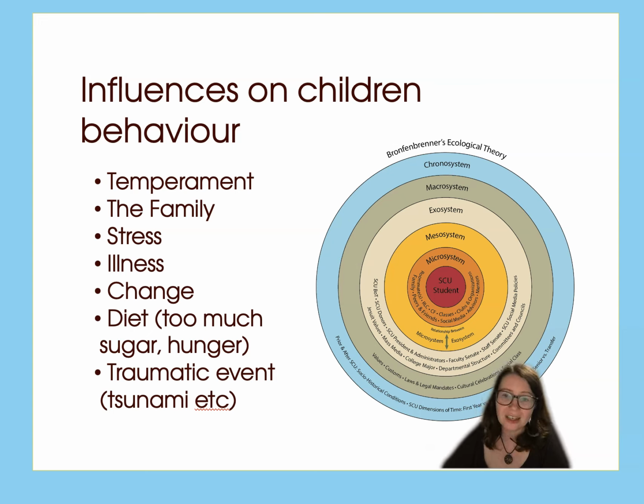So traumatic events like war, tsunami, abuse could also lead to behavior of concern or changes in regulation. So all this needs to be considered holistically. So you need to look at the child's ecological layers, all these microsystems, mesosystem, exosystem influences, and identify what are the factors that are impacting this child's behavior.